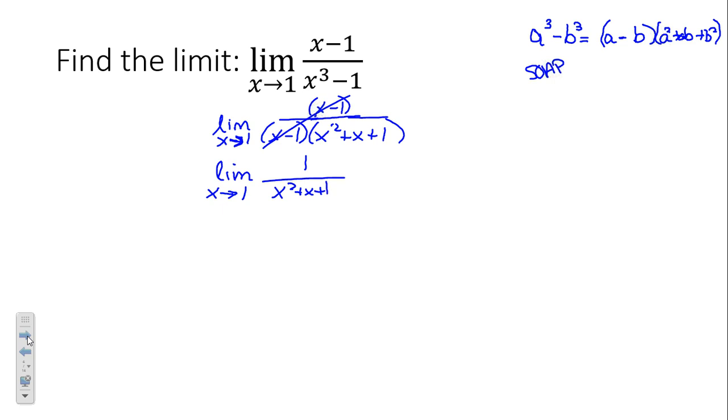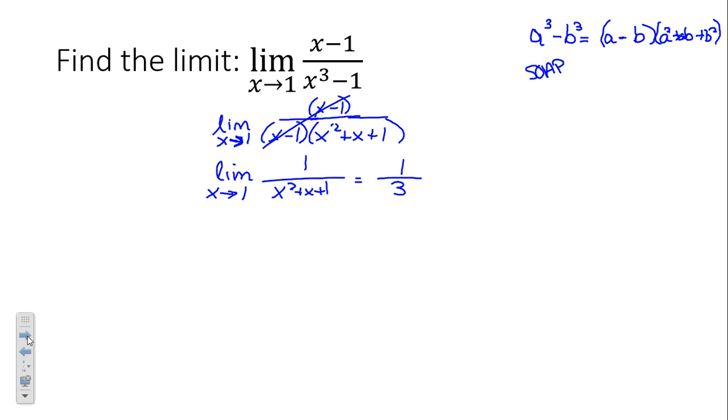And what will our result be? 1 over 3. 1 squared is 1, plus 1 is 2, plus 1 more, so 3. Make sense? All right, so that's why we had that review of factoring. So we're going to be doing some factoring this chapter.